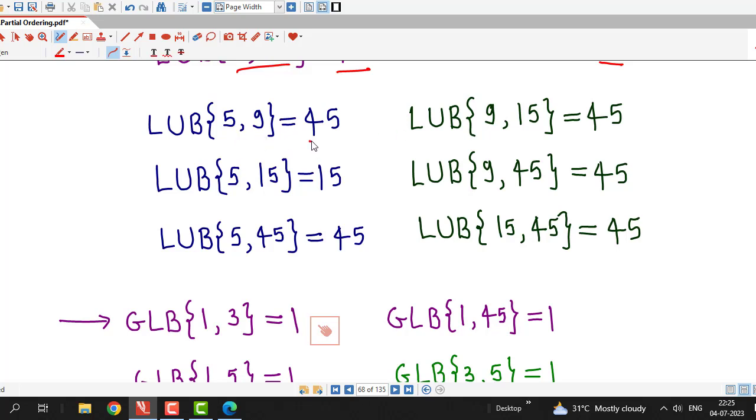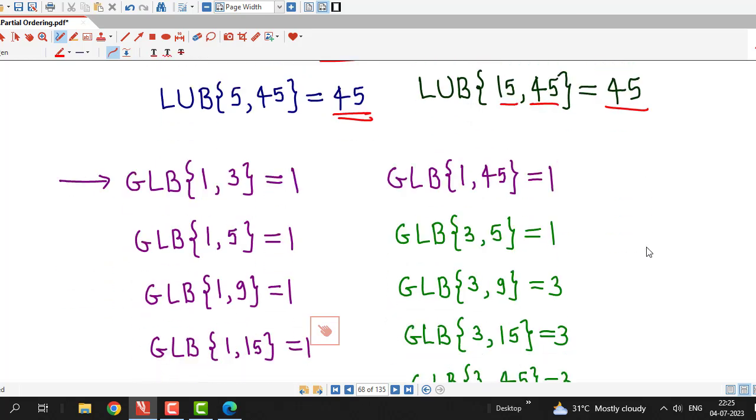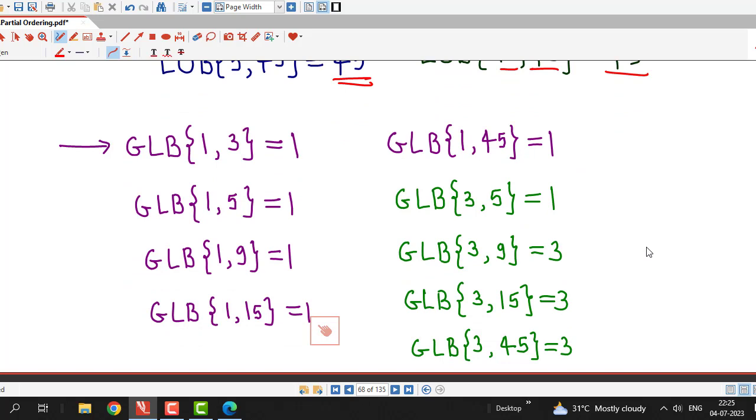LCM of 5 and 9 is 45, LCM of 5 and 15 is 15, LCM of 5 and 45 is 45. Similarly for 9 and 15 the LCM is 45, for 9 and 45 the LCM is 45, for 15 and 45 the LCM is 45.